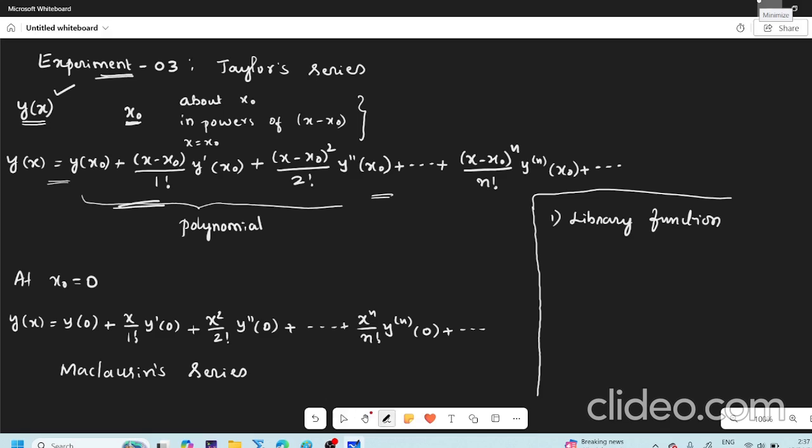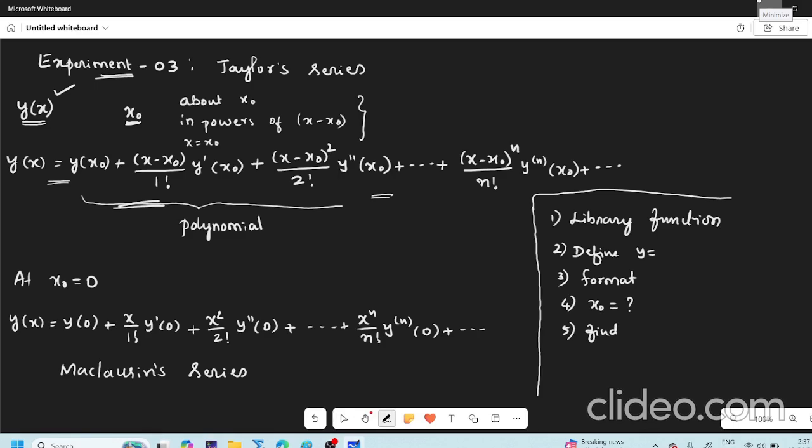Then define the function. Define what the given function is. Define y equal to what. That is the next step. In the third step, you have to write the code format just to format the predefined values. Then in the fourth step, I have to define what x naught is. What is x naught equal to. Then find the derivatives.